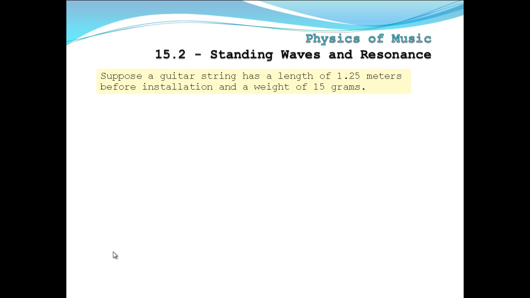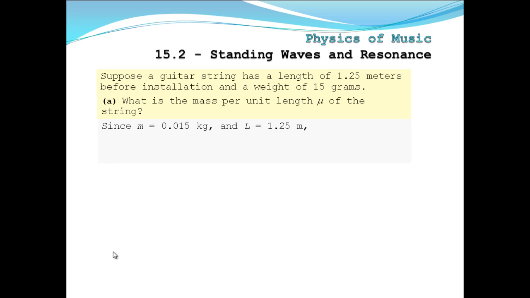So here's a quick little problem, and that'll be the end for today. Suppose a guitar string has a length of 1.25 meters and a weight of 15 grams. What is the mass per unit length of the string? We divide mass by length, so 15 grams divided by 1.25 meters. But as always, we should convert grams to the SI unit of kilograms. Meters are already SI. So 15 grams will equal 0.015 kilograms. We divide mass by length, and we get an answer of 0.012 kilograms per meter. So now we know what mu is.